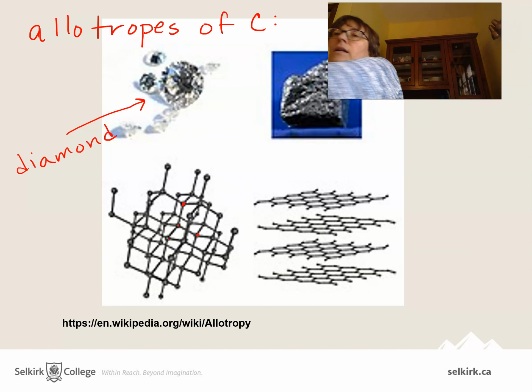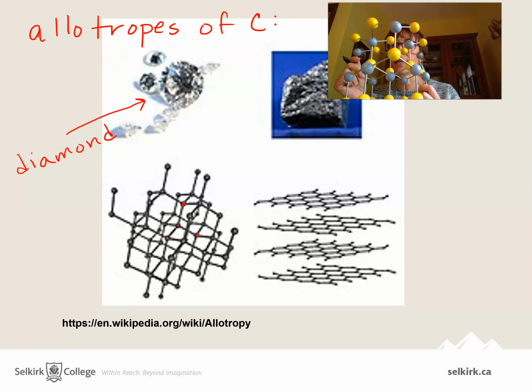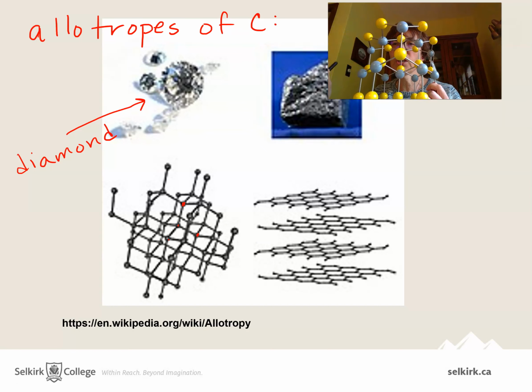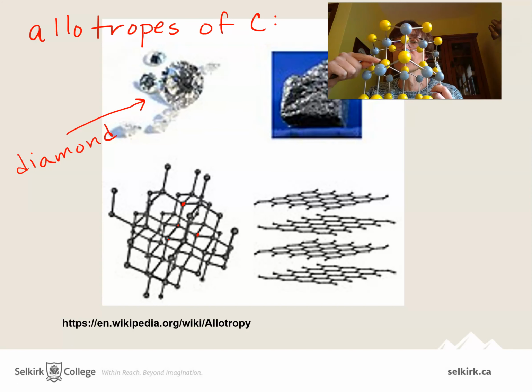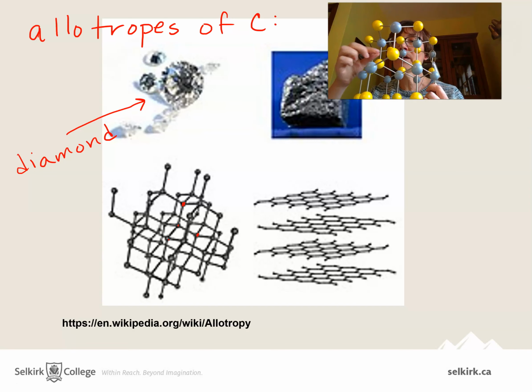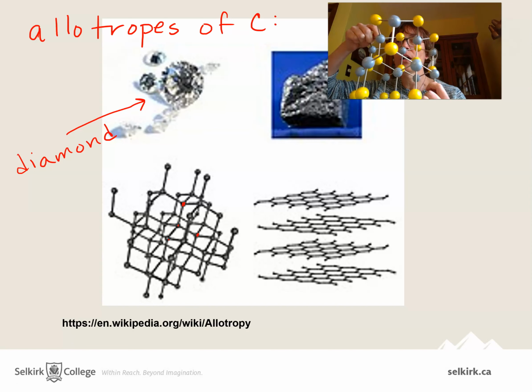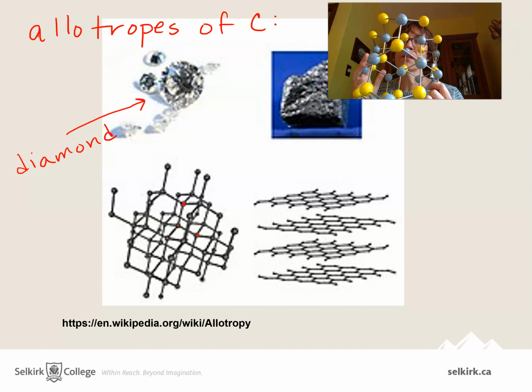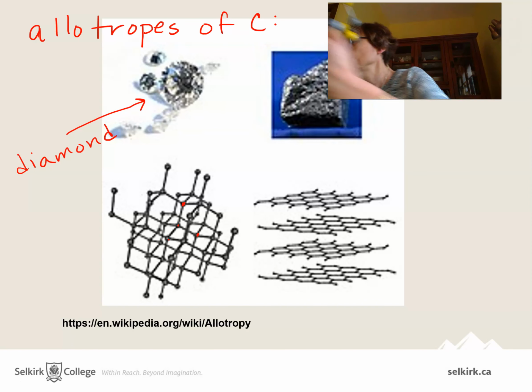I have a model here that's not really a diamond, but it's the same shape. In diamond, all of these would be the same gray atoms, the same black atoms for carbon. But here you can see in this model that every atom is attached to 4 other atoms in a network. This is held together by covalent bonds. It's really strong. And that's why diamonds are so hard, because it's held together by covalent bonds. Really hard to break.